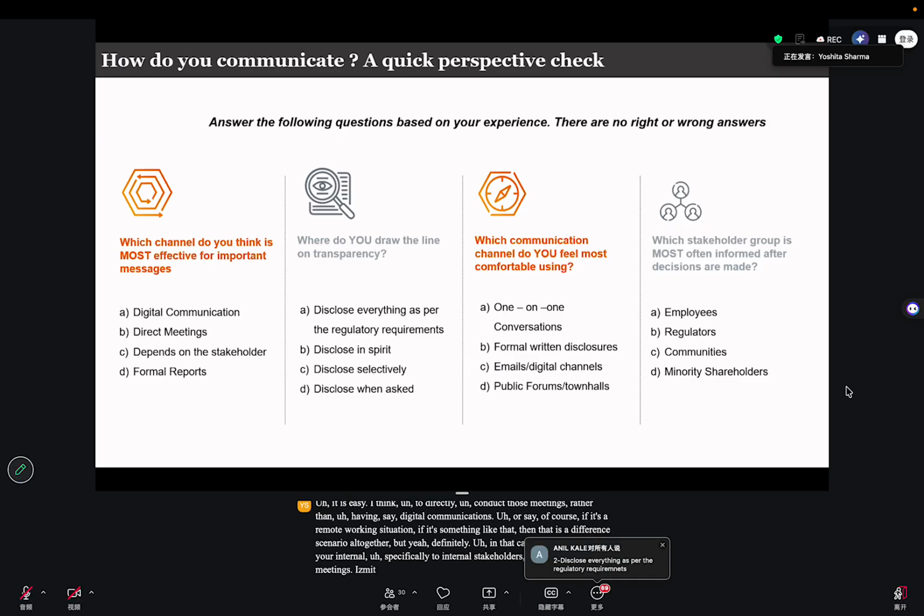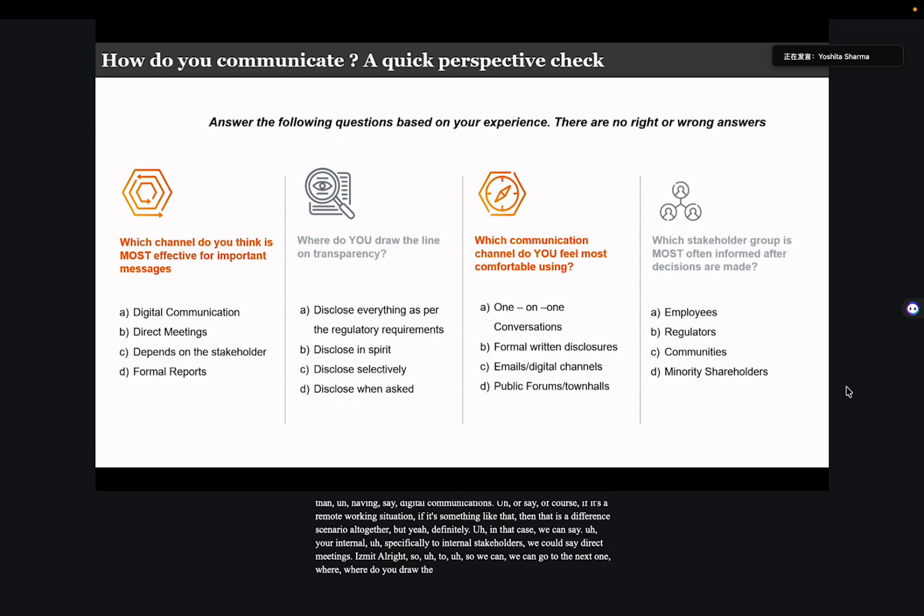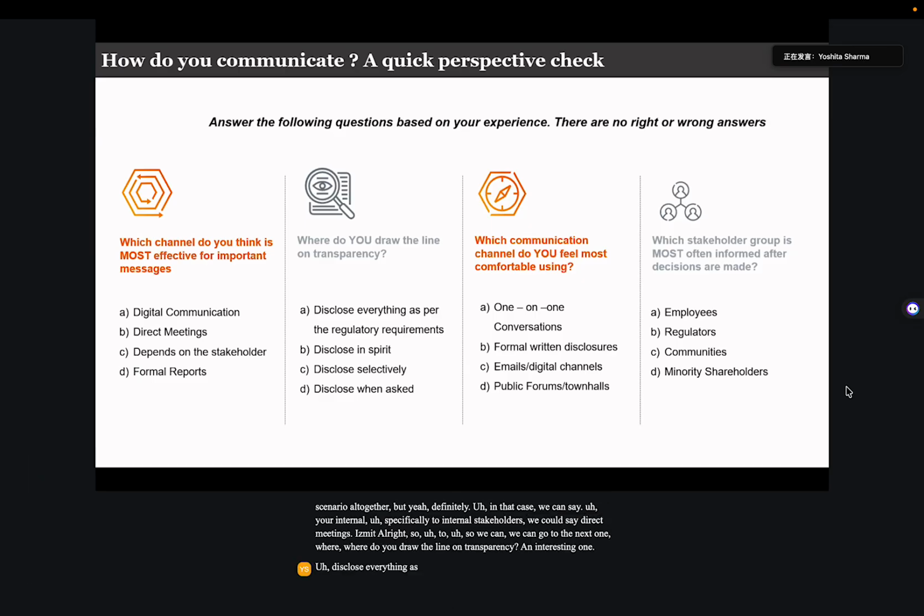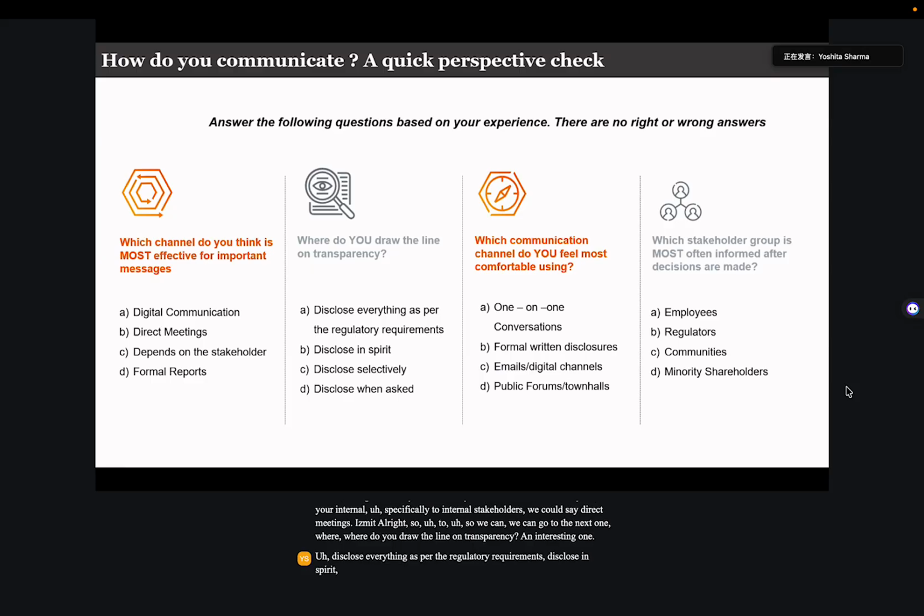All right. So we can go to the next one. Where do you draw the line on transparency? An interesting one. Disclose everything as per the regulatory requirements, disclose in spirit, disclose selectively, and disclose when asked.